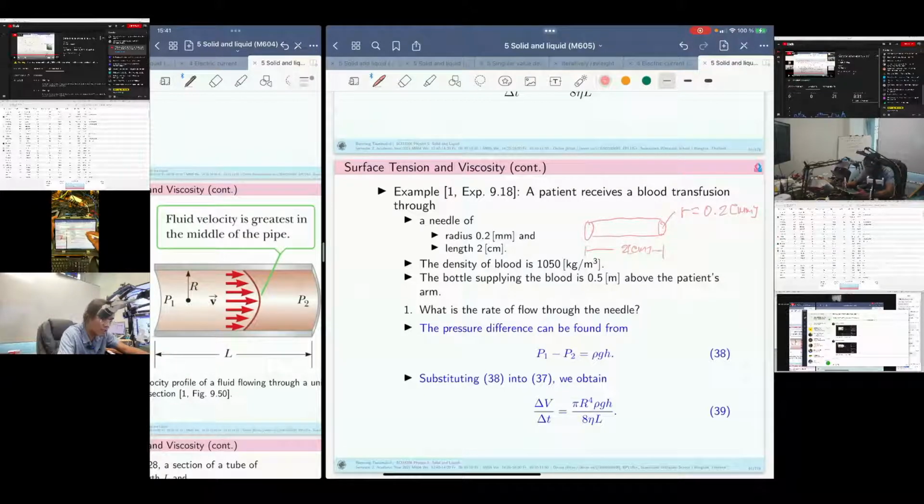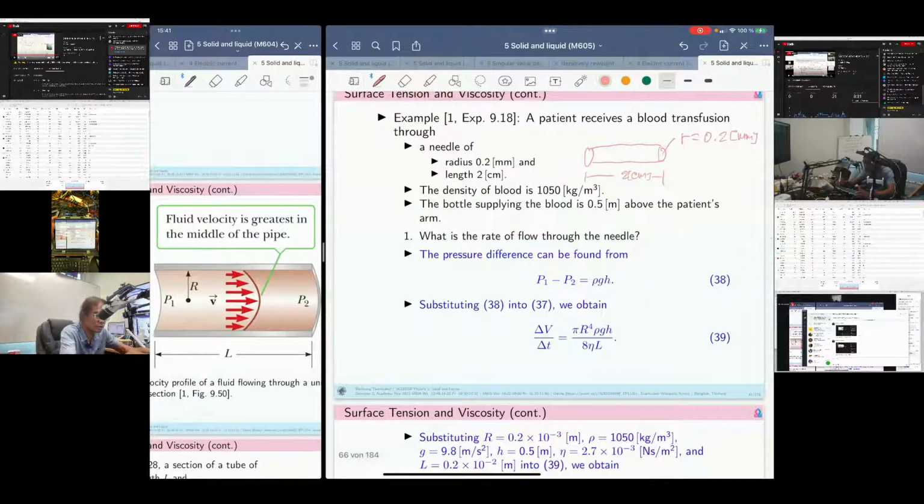And the density of the blood is 1050 kilogram per cubic meter. The bottle supplying the blood is 0.5 meter above the patient's arm. What is the rate of flow through the needle?